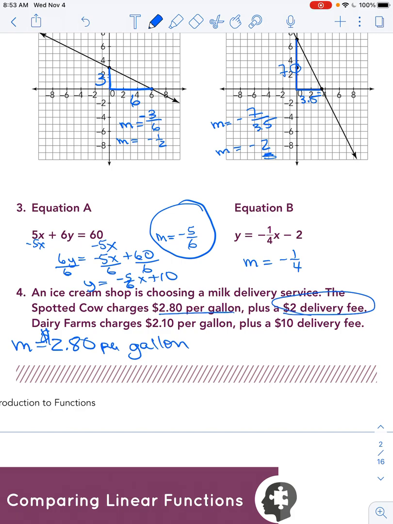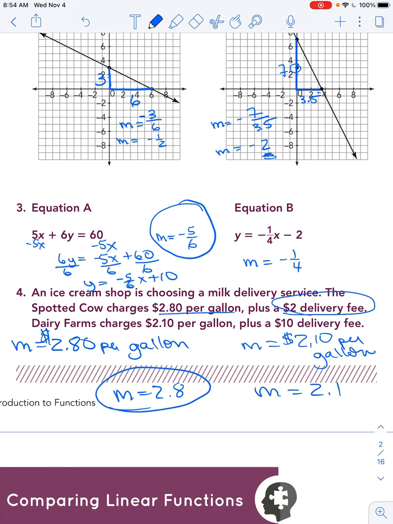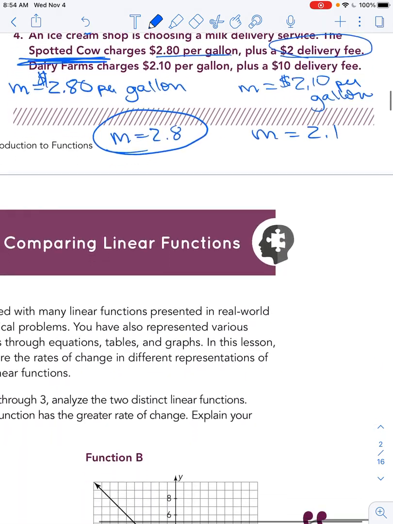The second one is Dairy Farms, and theirs is $2.10 per gallon. Why aren't we looking at the delivery fee? Because the delivery fee doesn't have anything to do with the slope. So we have a slope of 2.8 and a slope of 2.1. Which one has the greater one? The first one does. So the Spotted Cow has the greater rate of change.